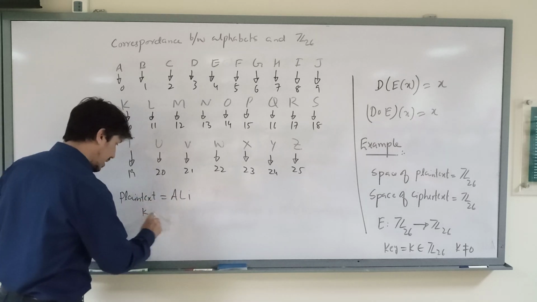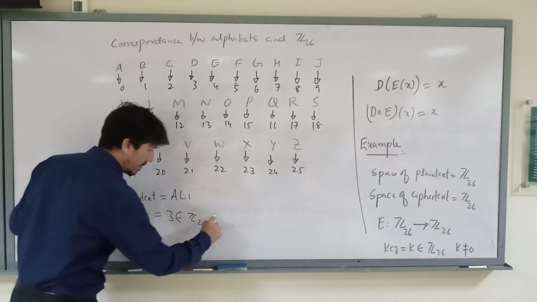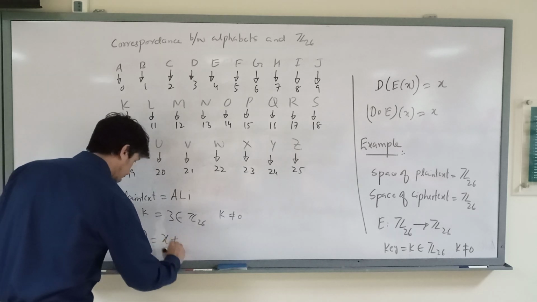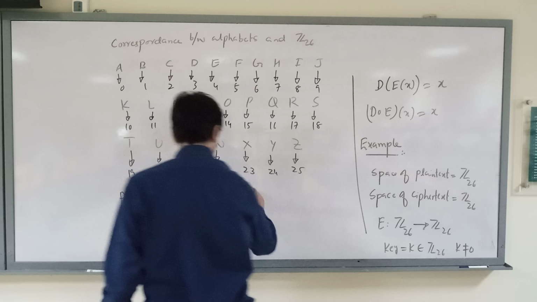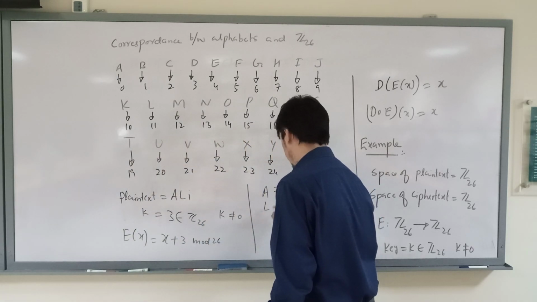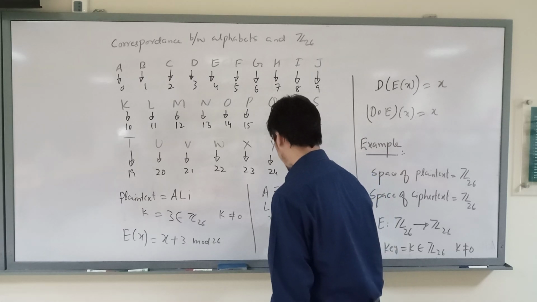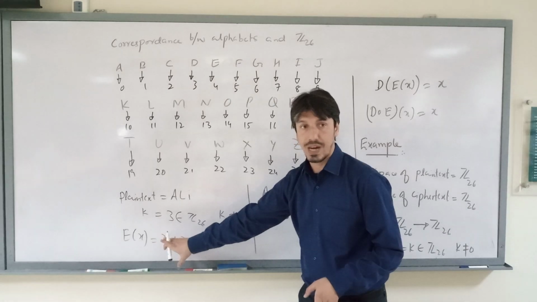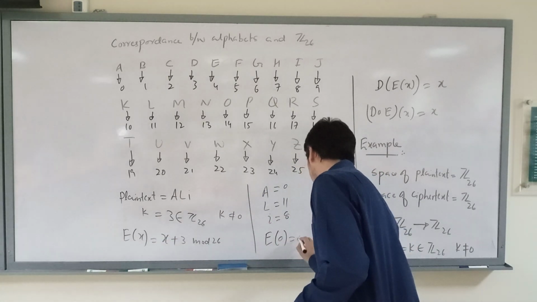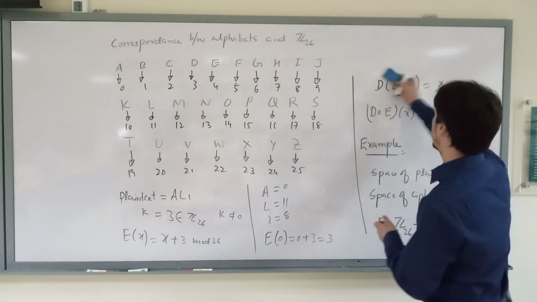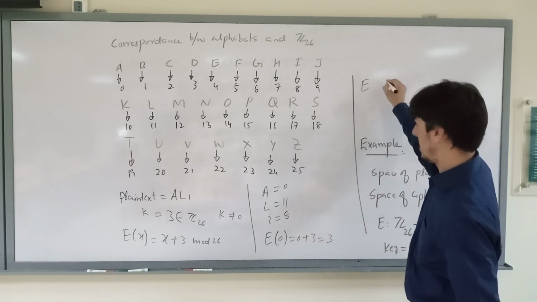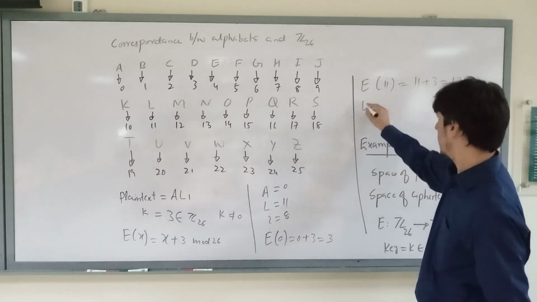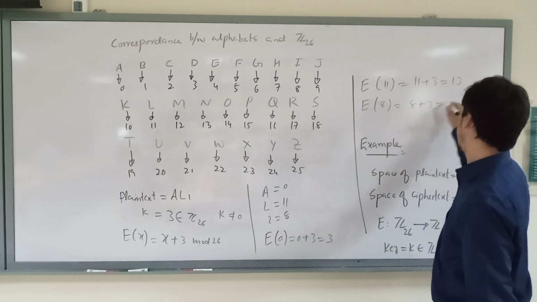So I take the plain text as Ali, and my key is 3, which belongs to Z26 and is non-zero. My encryption function is x plus 3 mod 26. A is 0, L is 11, I is 8. So I pass all these plain text values through my encryption function: E of 0 is 0 plus 3, which is 3. E of 11 is 11 plus 3, which is 14. And 8 plus 3 is 11.